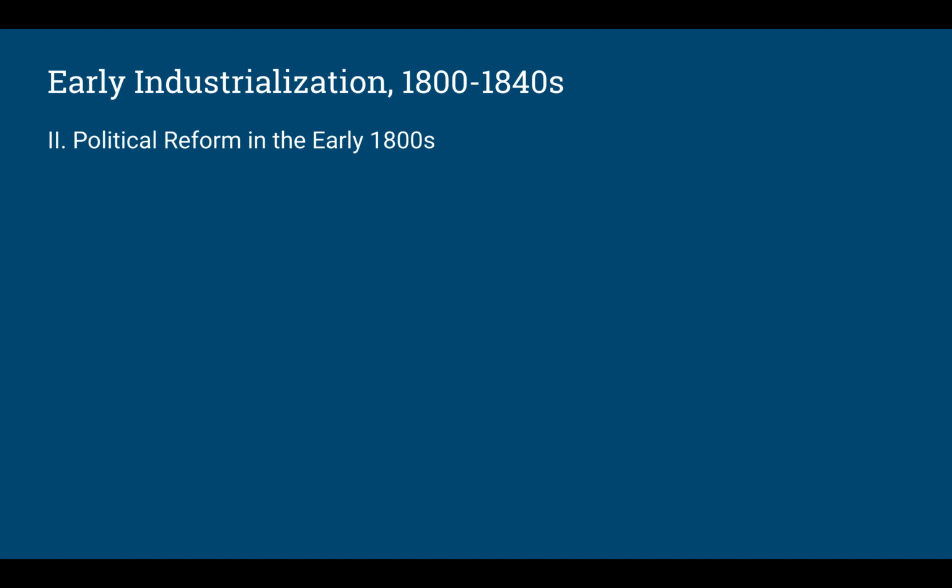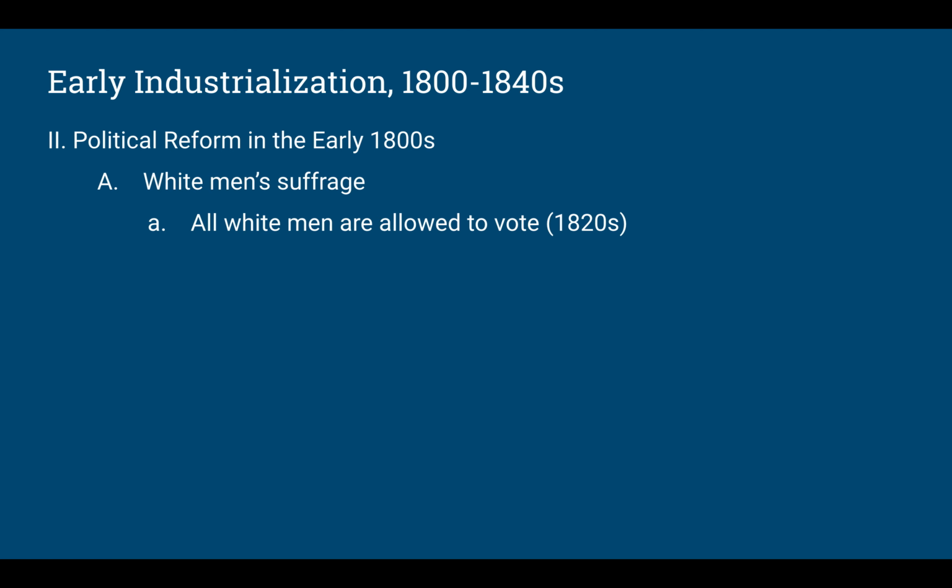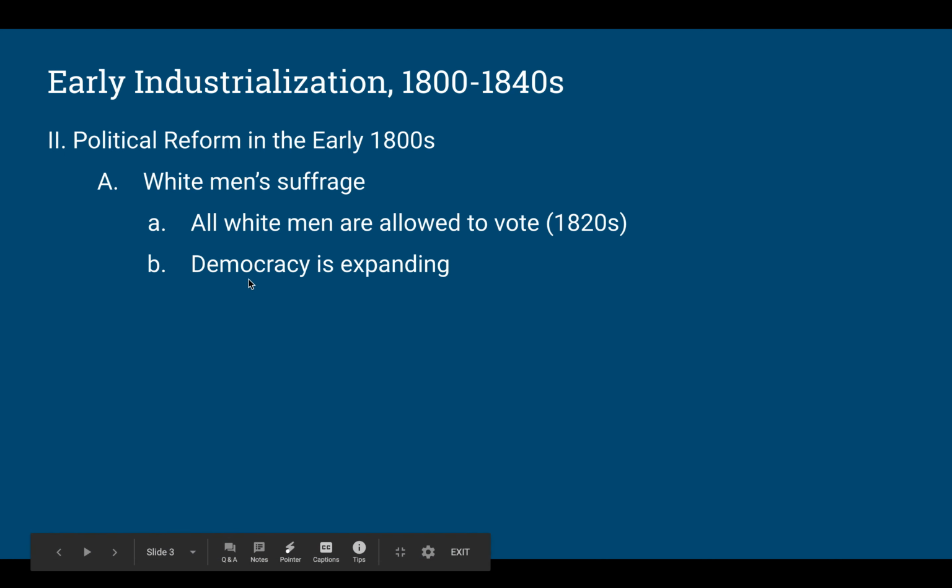All right, Roman numeral 2, political reforms in the early 1800s, so anything that has to do with politics or government, big trends. First is white men's suffrage. And this is all white men are allowed to vote in the 1820s. And it happens state by state and then eventually becomes throughout the entire nation. And you can see democracy is expanding. So more people are having a say in what laws are being made or who their representatives are.